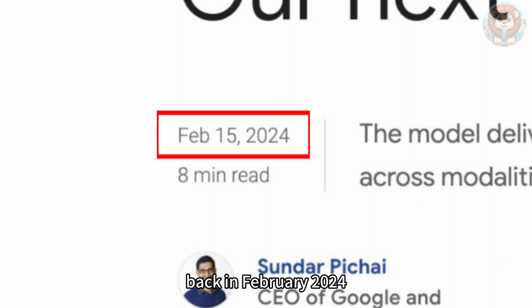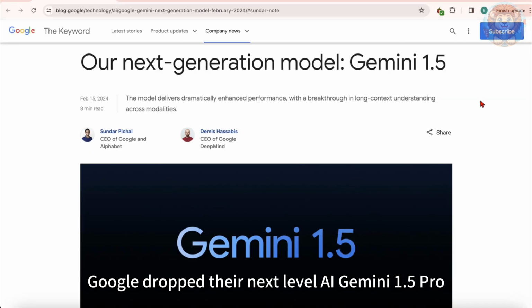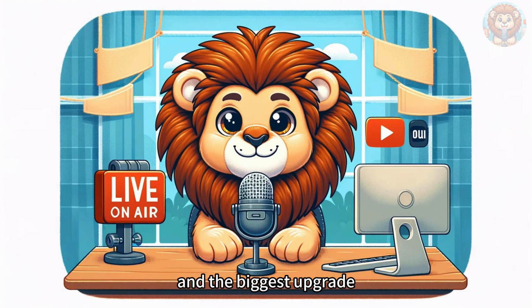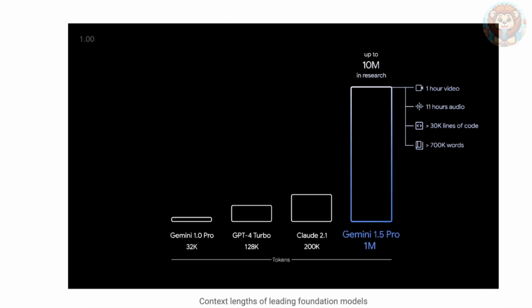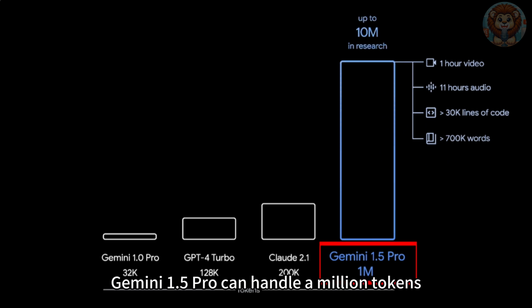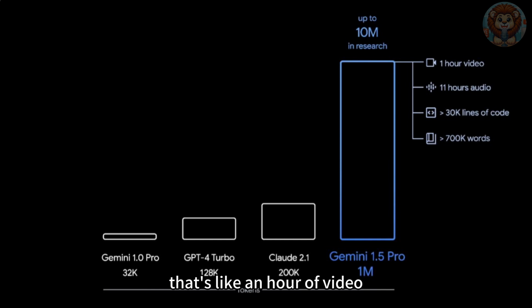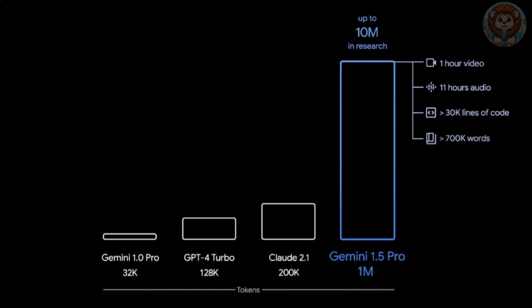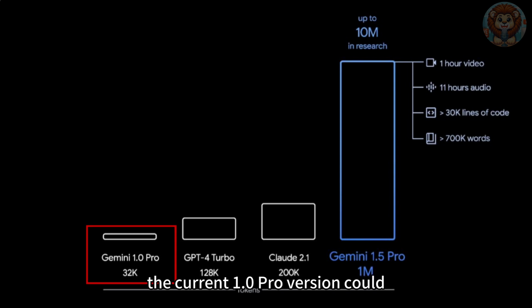Back in February 2024, Google dropped their next-level AI, Gemini 1.5 Pro. And the biggest upgrade? Let me show you with this picture. See the difference? Gemini 1.5 Pro can handle 1 million tokens. That's like an hour of video, 11 hours of audio, a huge book, you name it. The current 1.0 Pro version could only handle a tiny fraction of that.